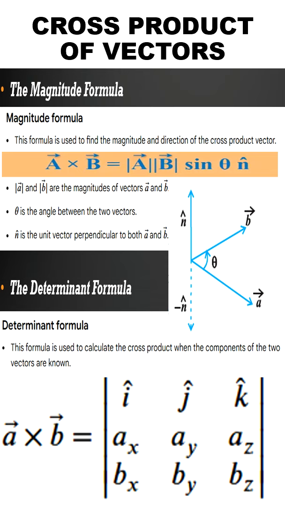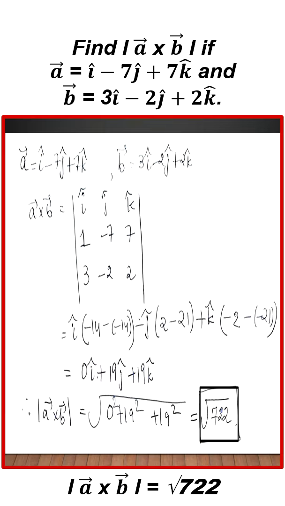Two important formulas we use to find the cross product of vectors, either in the magnitude form or if they are given in the form of components, we use the determinant formula. So to find the cross product of two vectors A and B when they are given in the component form, we solve the determinant where i cap, j cap and k cap are the unit vectors in the three directions. The second row of the determinant are the components of the first vector, which is 1, minus 7, 7. And the third row is the component of the second vector B, which is 3, minus 2, 2.